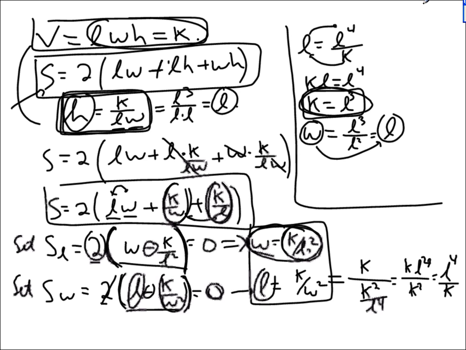That means LW times H is L times L times L, which is L cubed. The volume is going to be minimal when all three sides are the same.